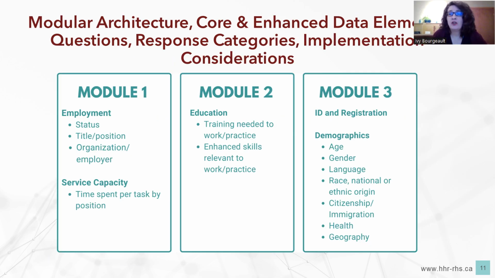So briefly, our modular architecture has core and enhanced data elements. This exists within an Excel file that lists questions, the response categories, implementation considerations, and issues around whether these data need to be collected from a registry, for all health workers, or whether a sample through a survey is more appropriate. Because again, we can utilize both data on the entire population of workers and data from a survey for planning purposes. So there are 3 modules. We start first with the employment and service capacity module. We have an education module, and then our 3rd module is around identification and demographics.